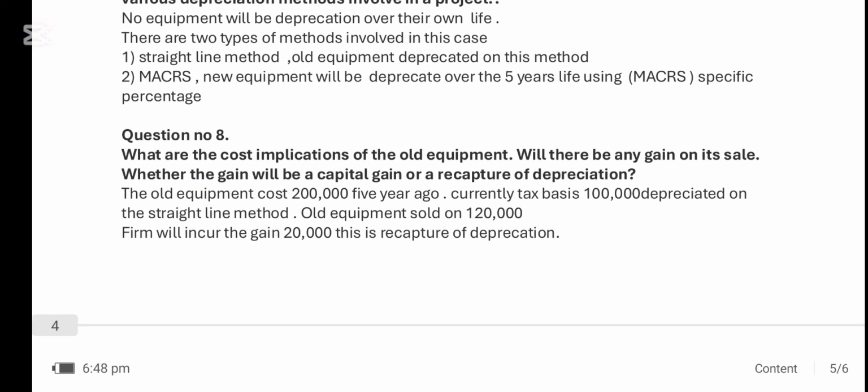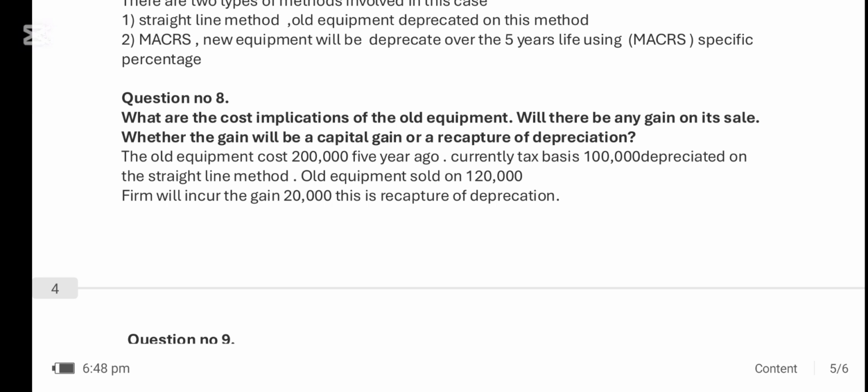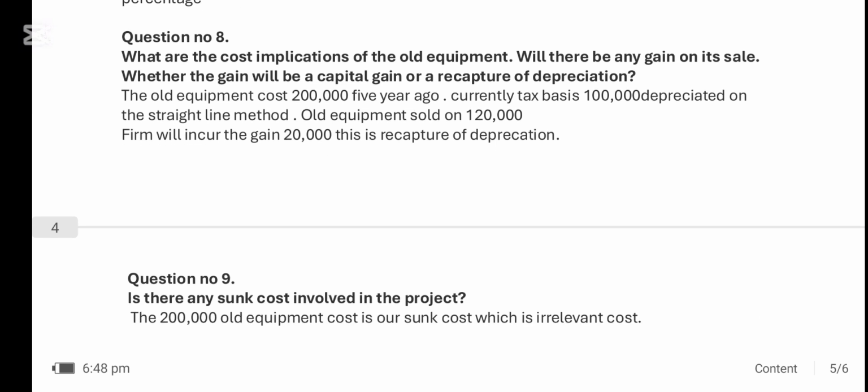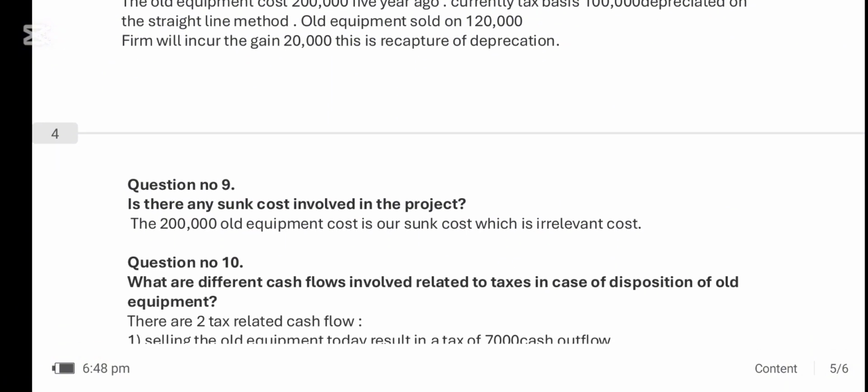Question number 8: what are the cost implications of the old equipment? Will there be any gain on its sale? Whether the gain will be a capital gain or a recapture gain. The old equipment cost 2 lakh 5 years ago. Currently, its tax basis is 1 lakh, depreciated on the straight line method. The old equipment is sold for 1 lakh 20,000. So our gain is 20,000. This is a recapture of depreciation.